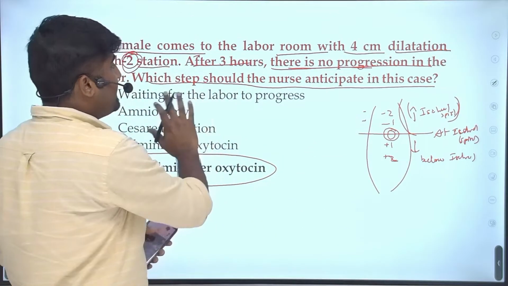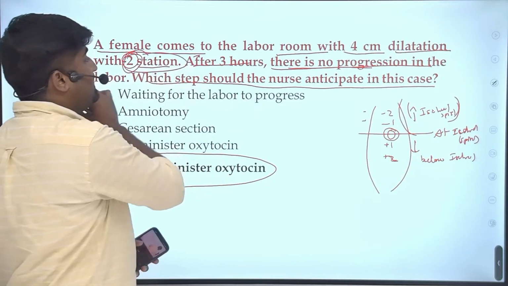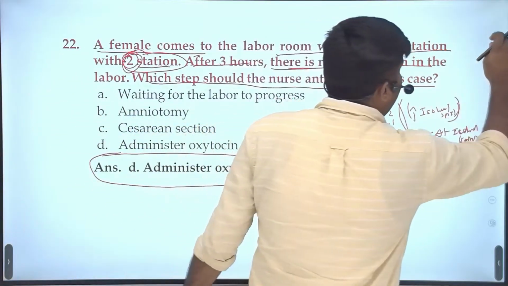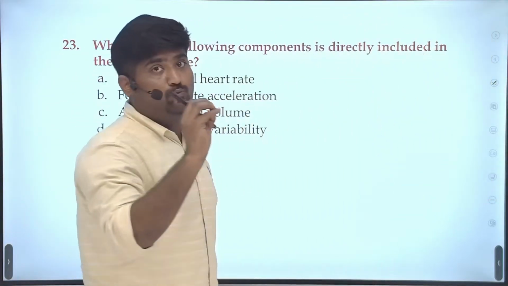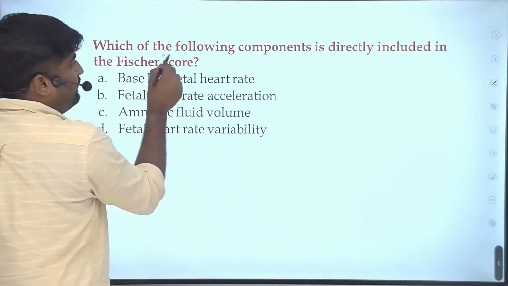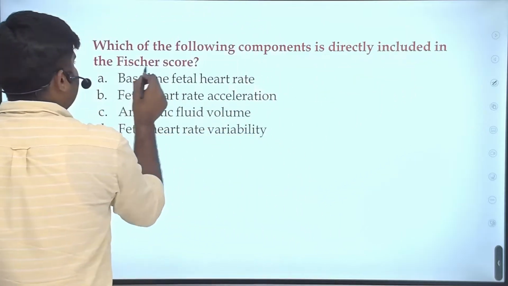But they have asked about the progression of labor here. They have not asked about the station, where the fetal head is. Please answer precisely what they are trying to ask us. Which of the following components directly includes the Fisher score?